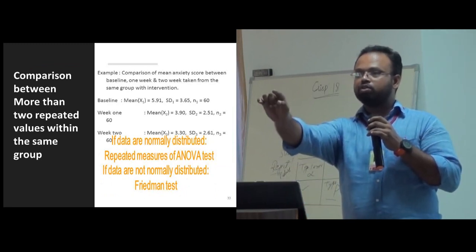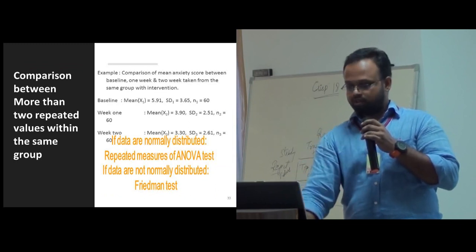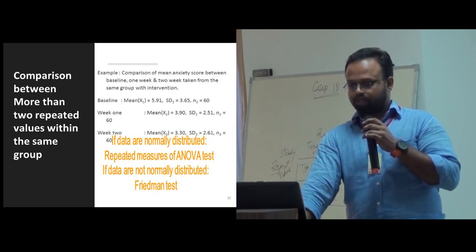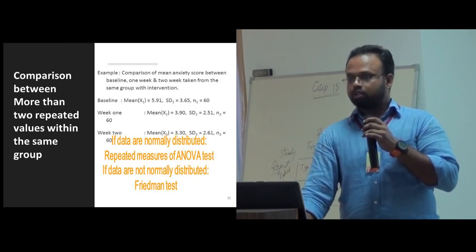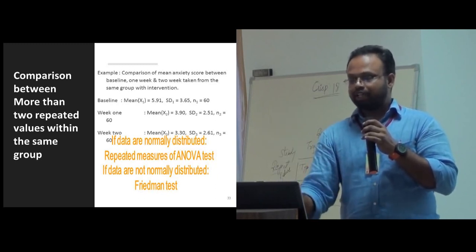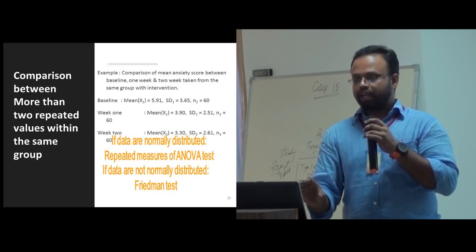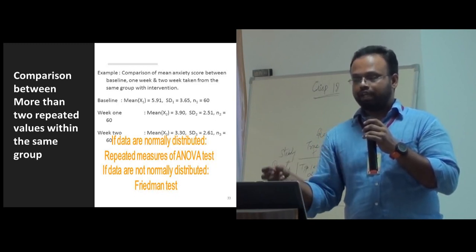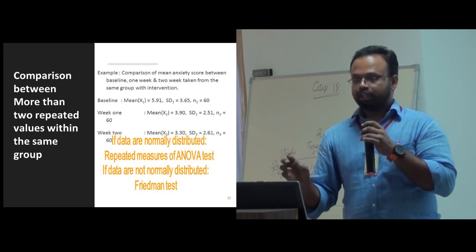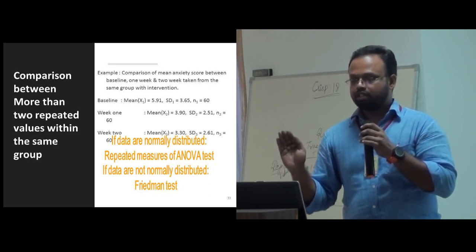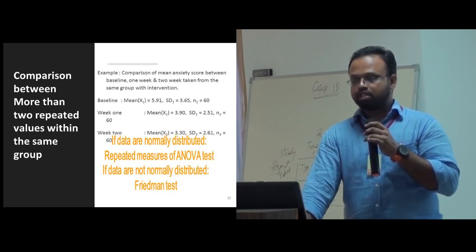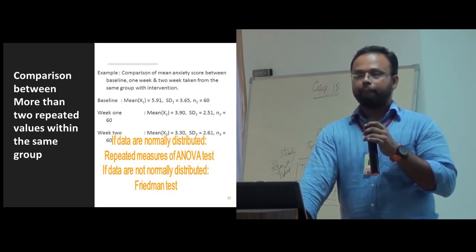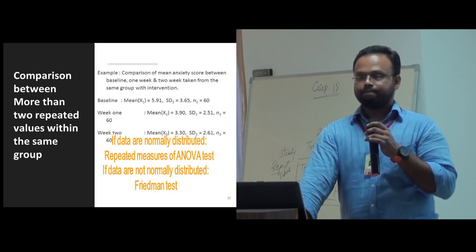Now that group is Zotero. Comparison between more than two repeated values within the same group. Here is the example. Comparison of mean anxiety score at baseline, 1 week and 2 weeks, taken from the same group within the intervention. So baseline mean is this, week 1 mean is this, week 2 mean is this. What is the test of choice?